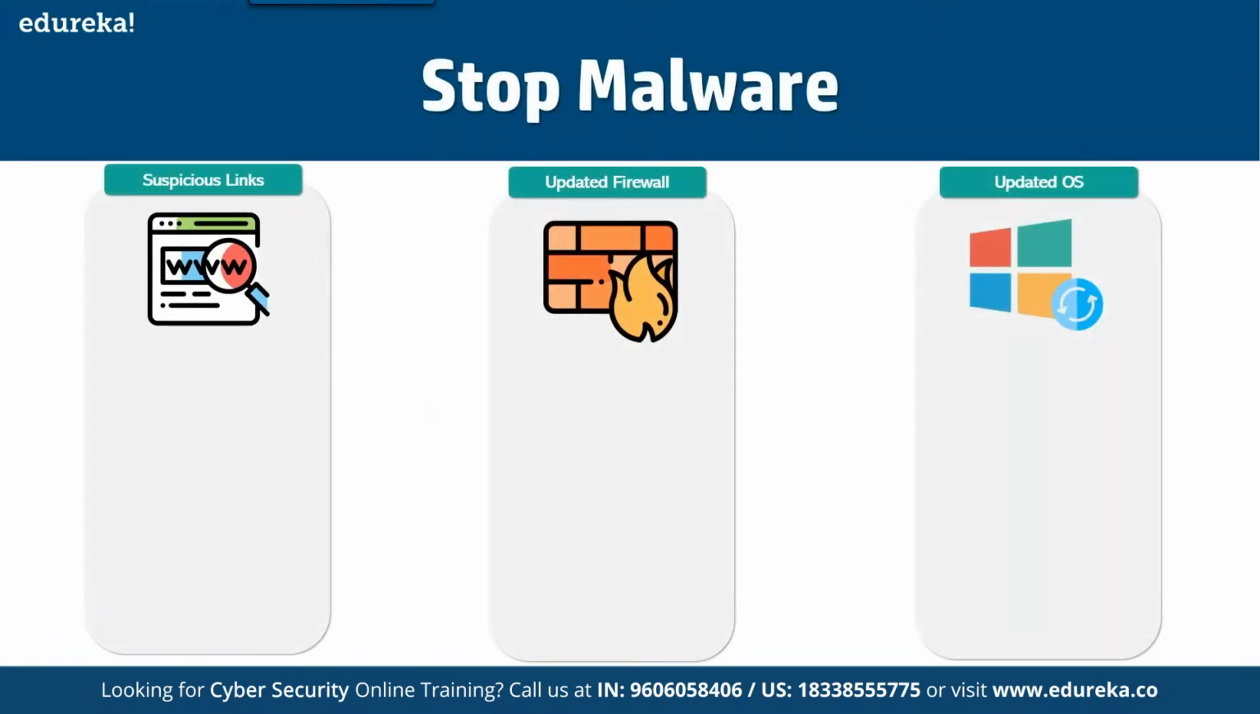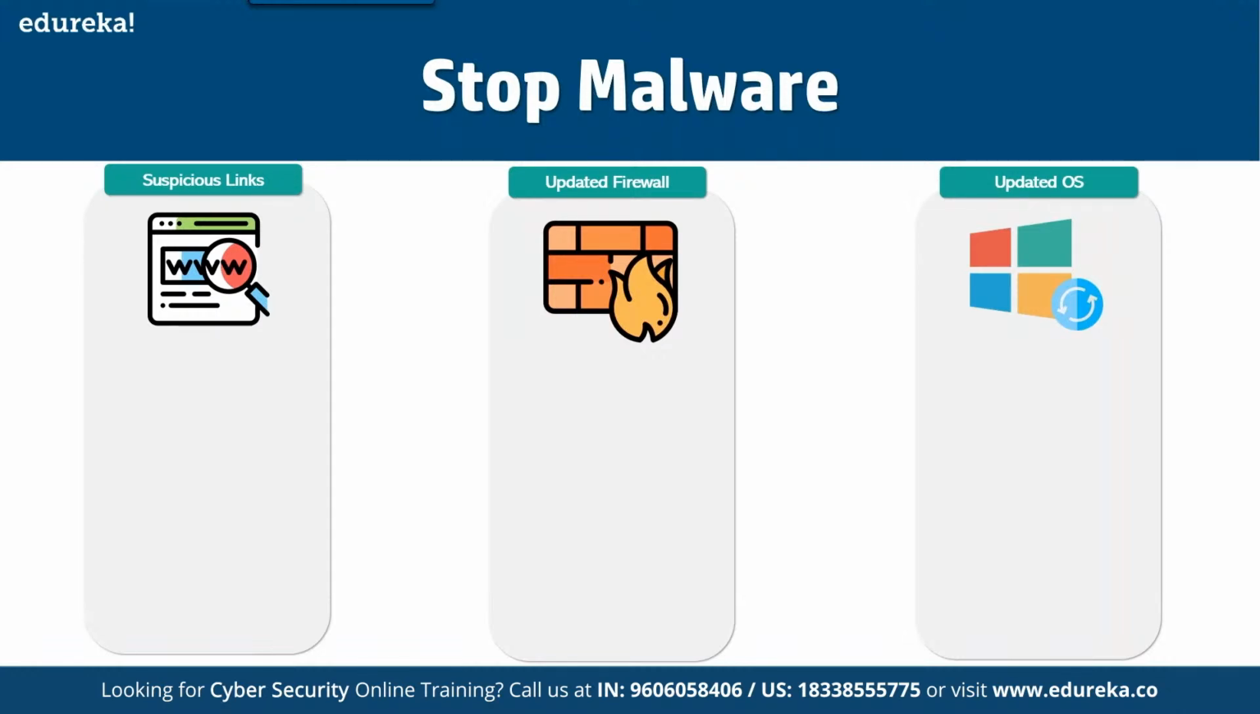So how can you stop malware, how can you make sure that malware is not getting replicated into your environment, how can you protect yourself from that? First is suspicious links, which basically means that you should stop clicking on suspicious links. Always study the URL, and make sure that you go through the URL before you click on it.